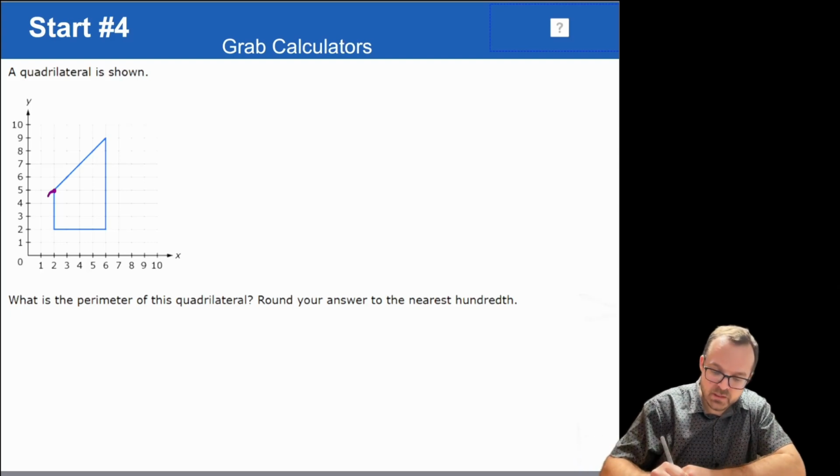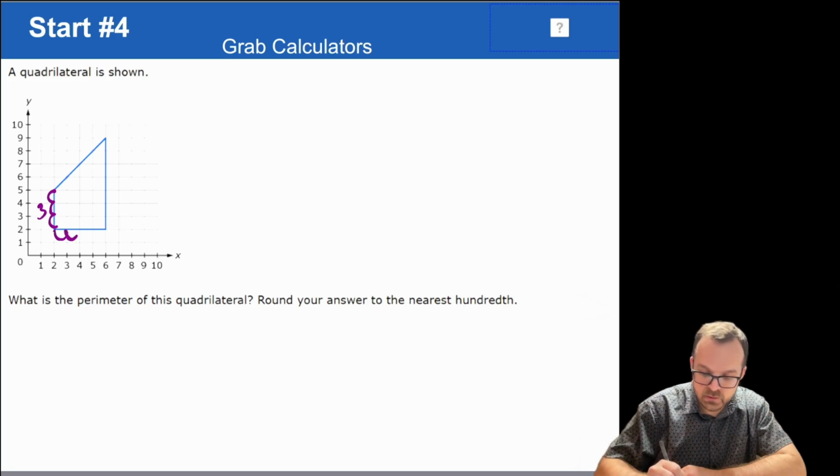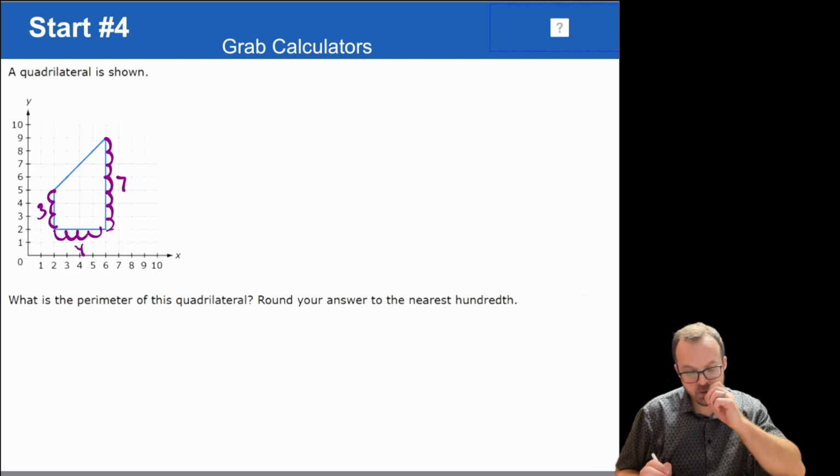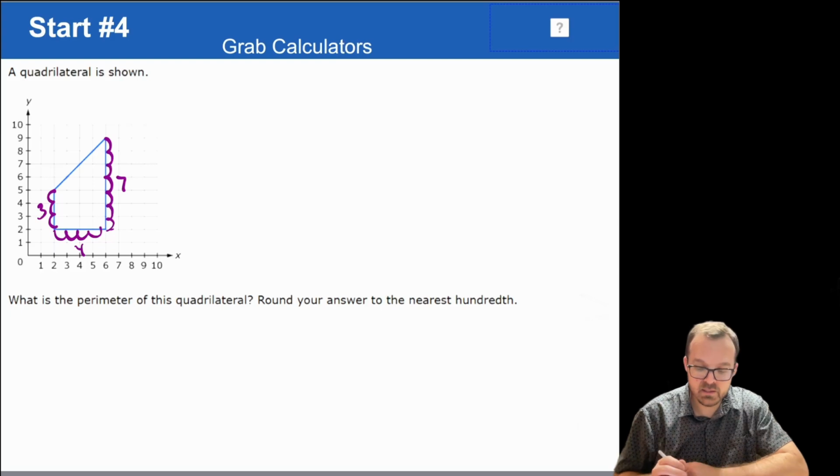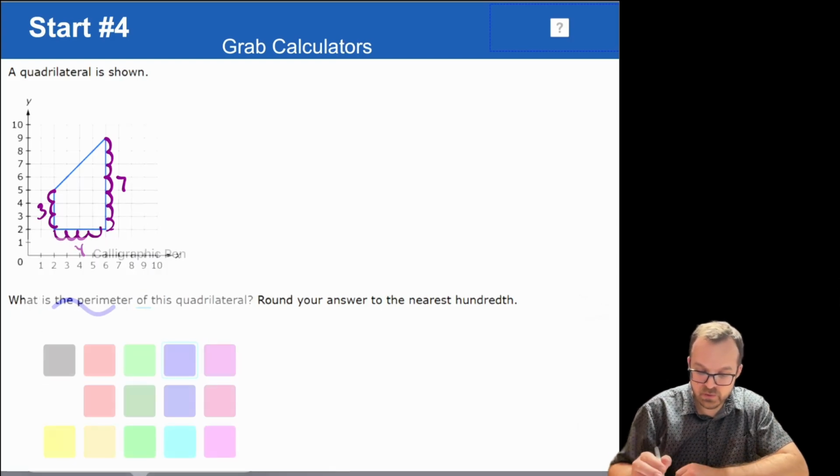For instance, on this side, it's pretty easy to count that the length is 3. On this side, 1, 2, 3, 4. On this side, 1, 2, 3, 4, 5, 6, 7. And so far we have a perimeter of 3 plus 4 plus 7, but that does not include this diagonal that we have right here.